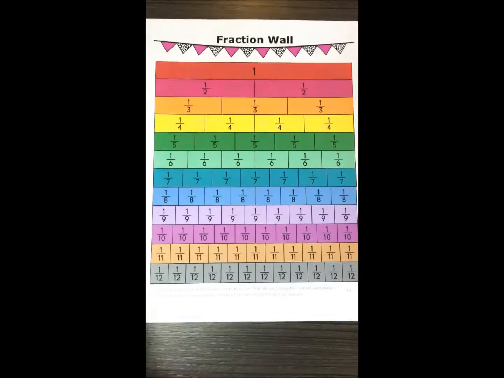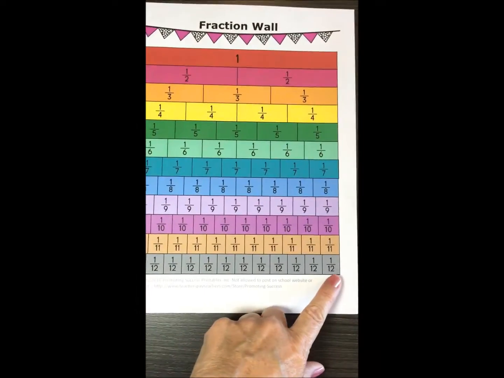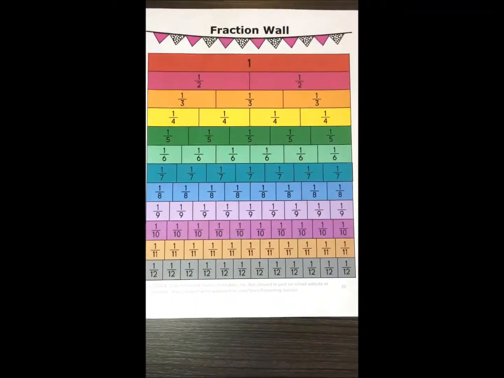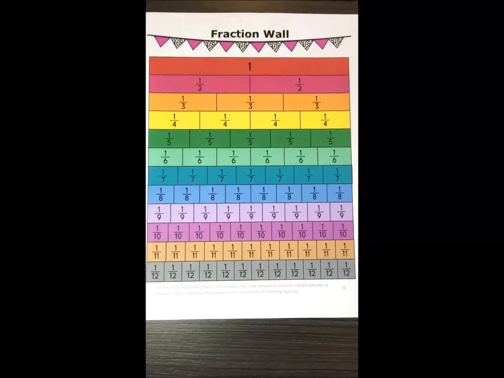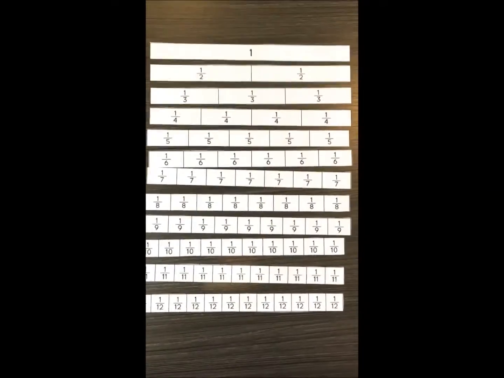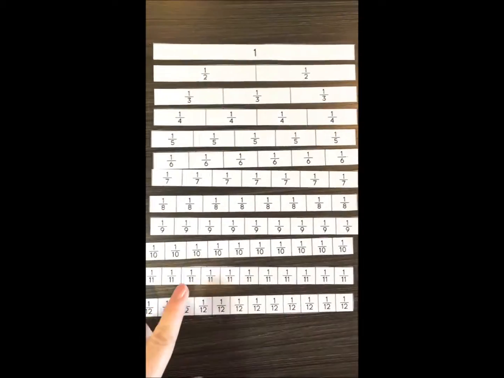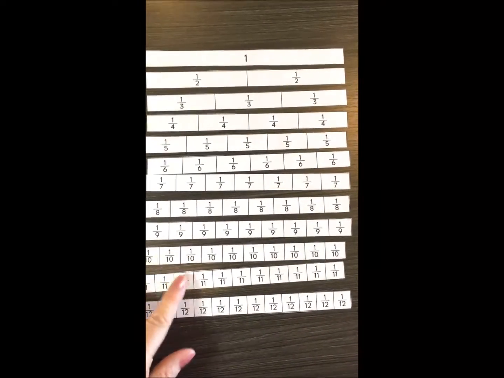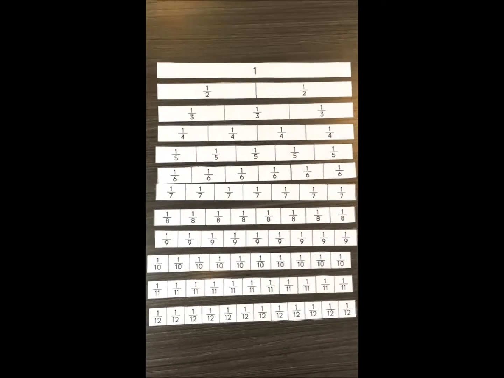Notice that the strips are the same length. In visual models, when you're comparing fractions to determine their equivalence, the size of the model should be the same. Notice on these strips that have already been cut out, each strip is the same length to allow for a valid comparison.